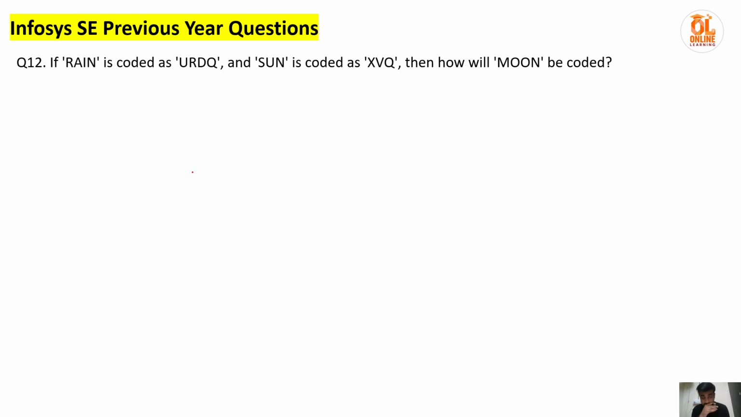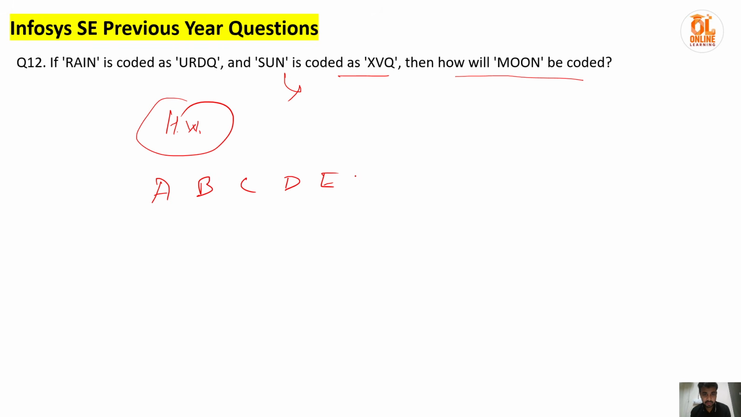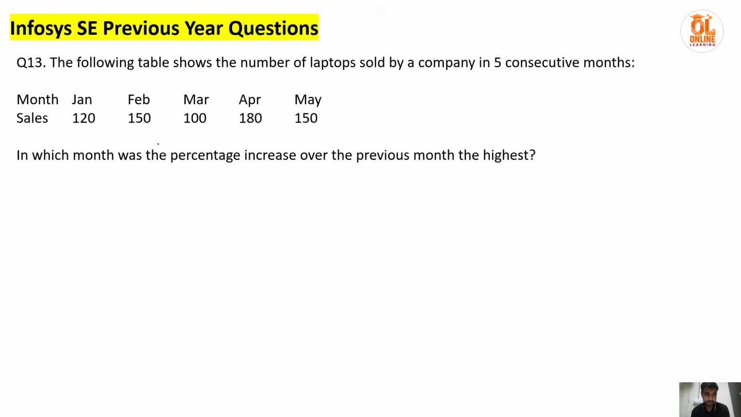We have 15 questions in total as per the pattern, and we have also taken 15 questions. If rain is coded as URDQ, sun is coded as XVQ, how will moon be coded? This type of coding and decoding question we have already solved. So take this as homework and let me know the answer in the comment section. Again, I will recommend you write A, B, C, D, E, F beforehand, before starting the exam, so you can save your time. Let us move to the next question.